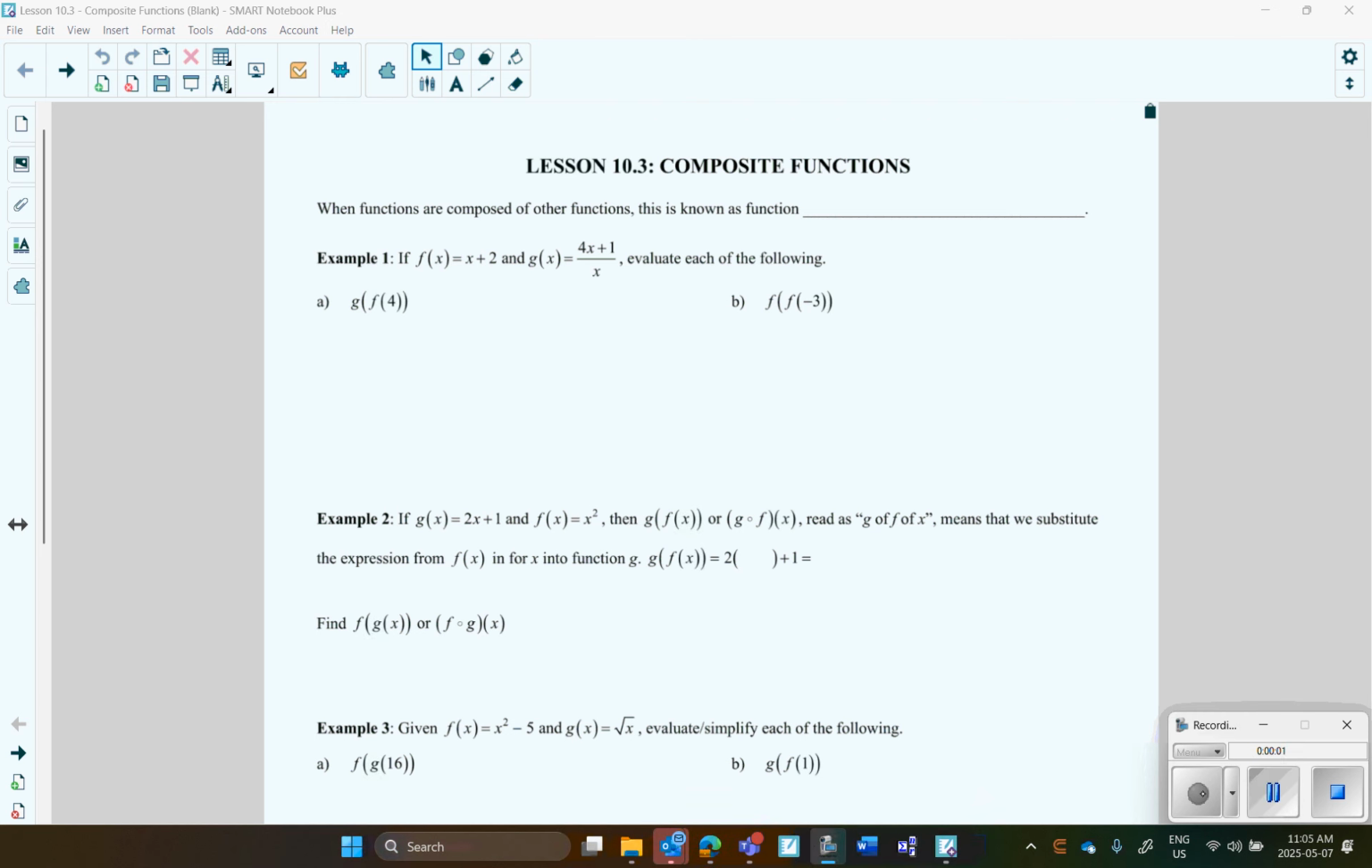Last one in this unit. When we have a function that's composed of another function, there's a special name we give this in mathematics. We call it function composition. What it basically means is we're not adding or subtracting or multiplying or dividing functions. We're putting one function inside another.